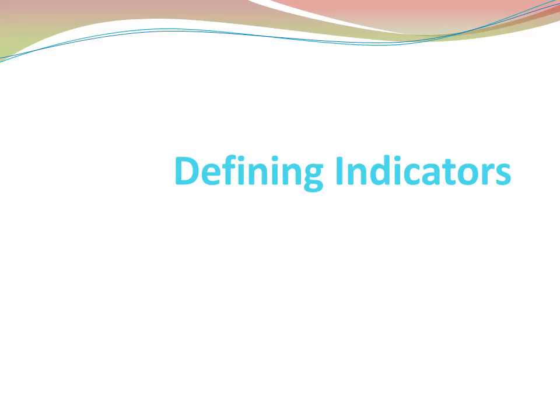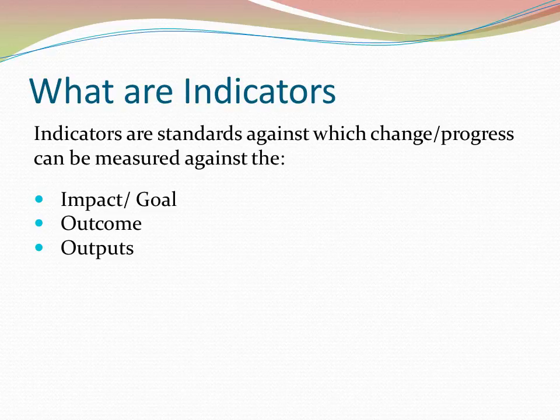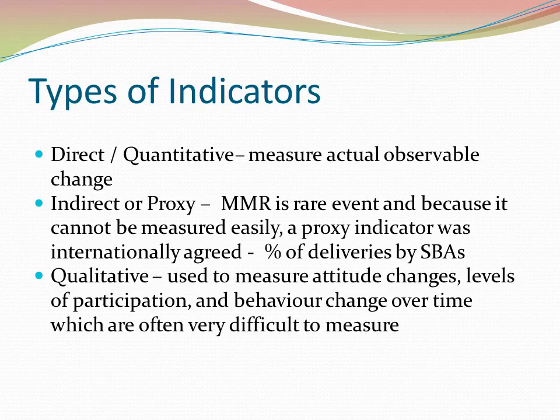In this slideshow, we're going to be defining indicators. First, we're going to start with what are indicators. Indicators are standards against which change and progress can be measured. And we do this against all the levels of the log frame: the impact, the outcome and the output. So we define indicators for each of those levels.